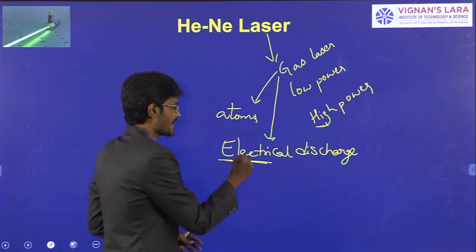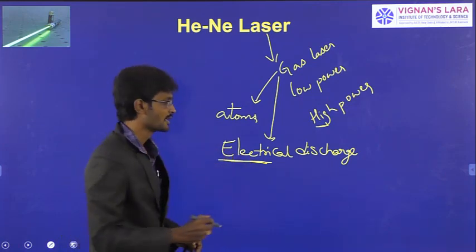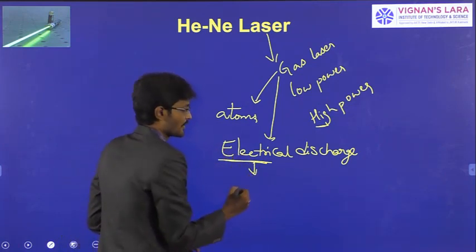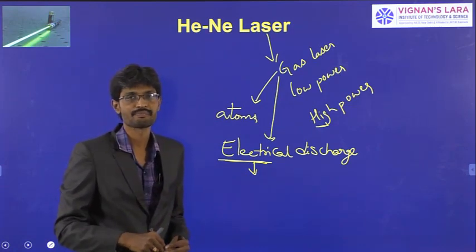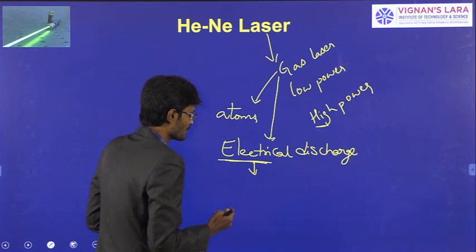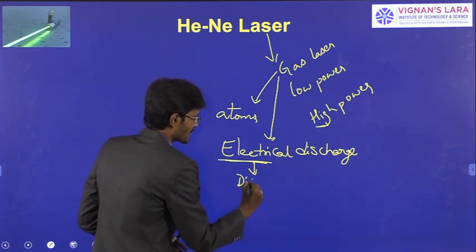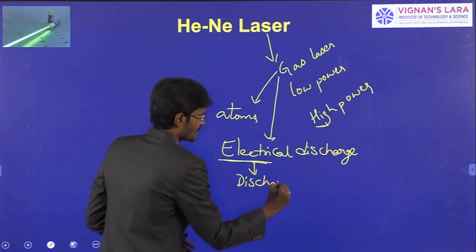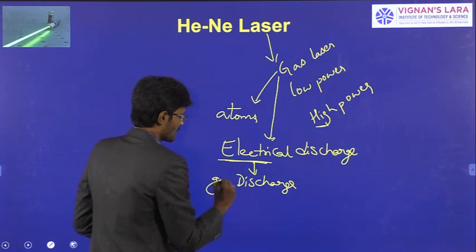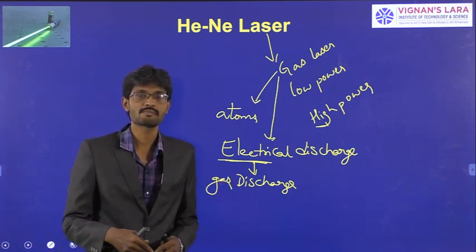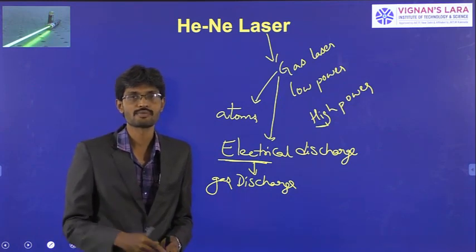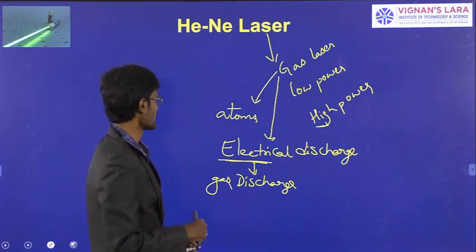In this electric discharge method, we use a high voltage, like DC voltage, and with the help of this voltage we produce a gas discharge in the gas laser, which makes atoms go to the exact state and produce laser. This is about gas lasers.